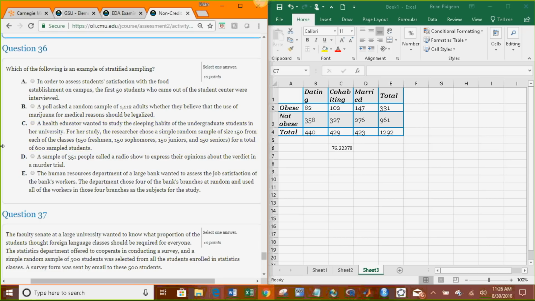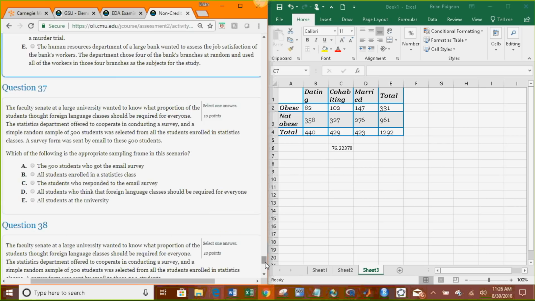A health educator wanted to study the sleeping habits of the undergraduate students in her university. For her study, the researcher chose a simple random sample of size 150 from each of the classes. So that would be a stratified. We have our classes, freshman, sophomore, junior, senior. Those are our groups. And that would be our stratified. We have each group, freshman, sophomore, junior, seniors, and we're taking a subset from each group.